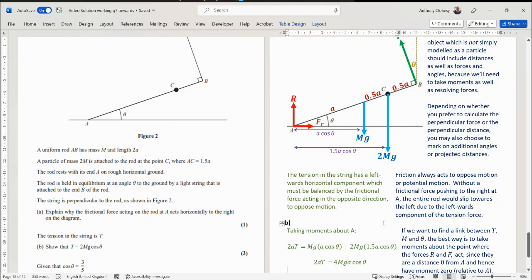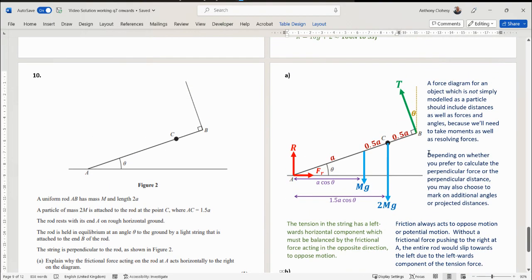It's a bit like resolving forces. If we resolved forces horizontally on this diagram, it would give me something that involved T. It would be T sine theta, how much of T is pointing to the left. And then on the other side of the equation, friction. Friction is equal to T sine theta. And R and mg don't come into it at all. None of those forces will appear because they're all perfectly vertical forces.